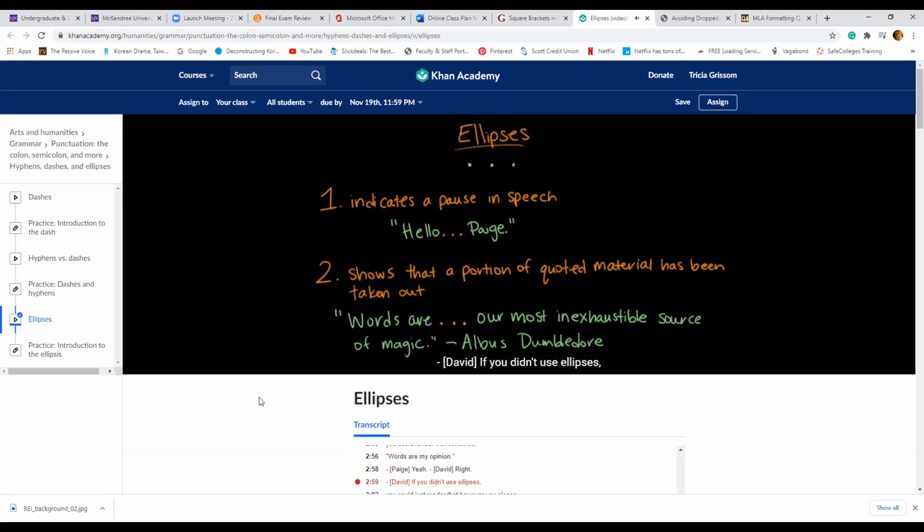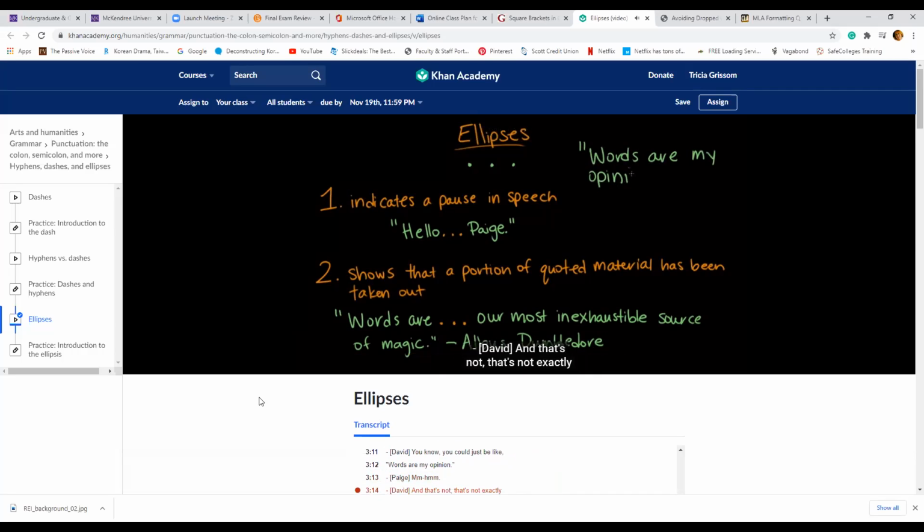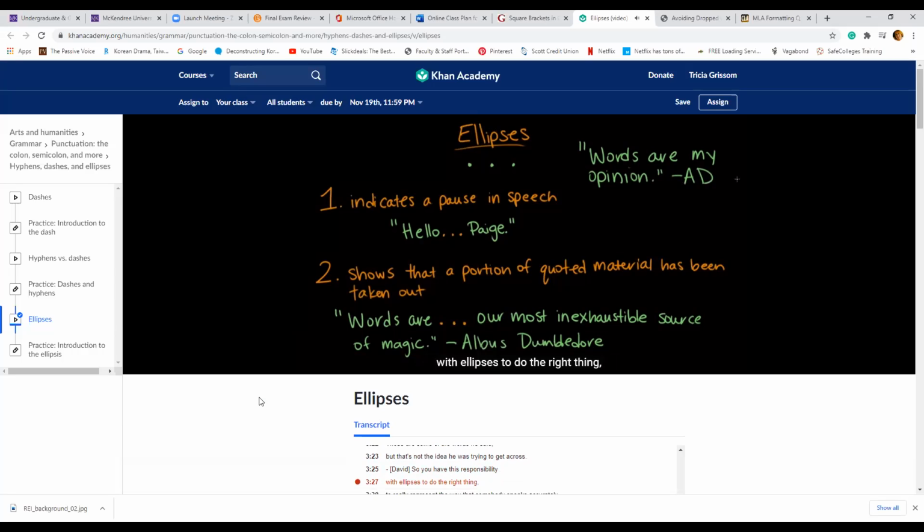Right? If you didn't use ellipses, you could just render that however you please, because those are words that were said approximately in that order, right? Yeah, without ellipses. You could just be like, "Words are my opinion," and that's not exactly what Dumbledore said, right? No, that's not what he was saying at all. Those are some of the words he said, but that's not the idea he was trying to get across. So you have this responsibility with ellipses to do the right thing, to really represent the way that somebody speaks accurately.